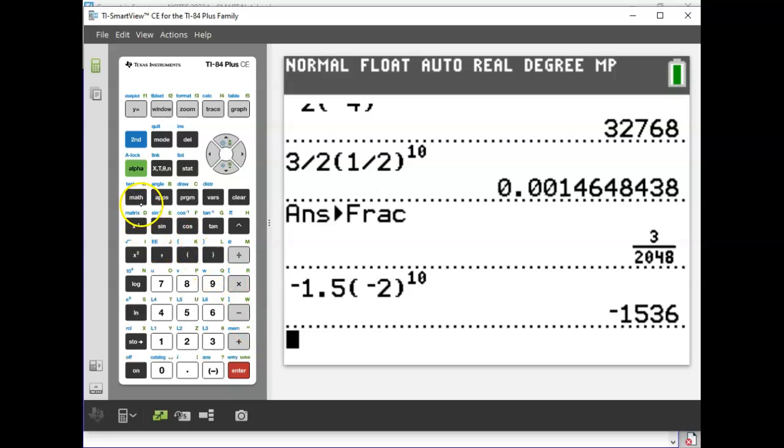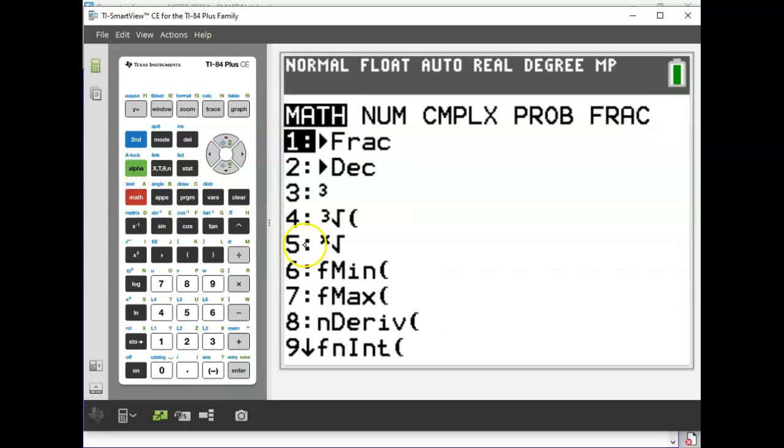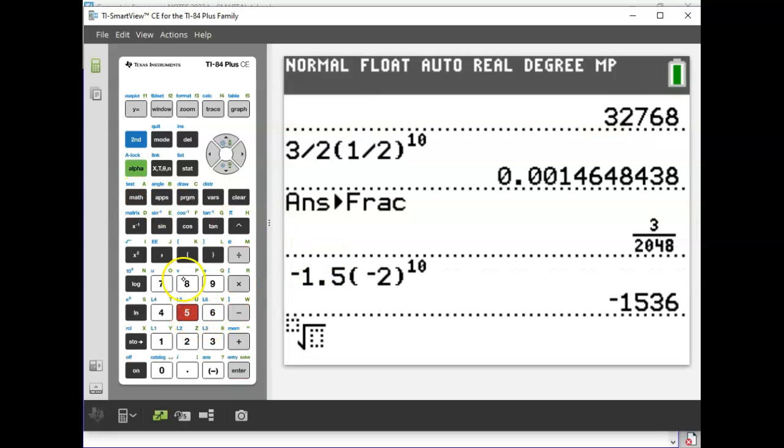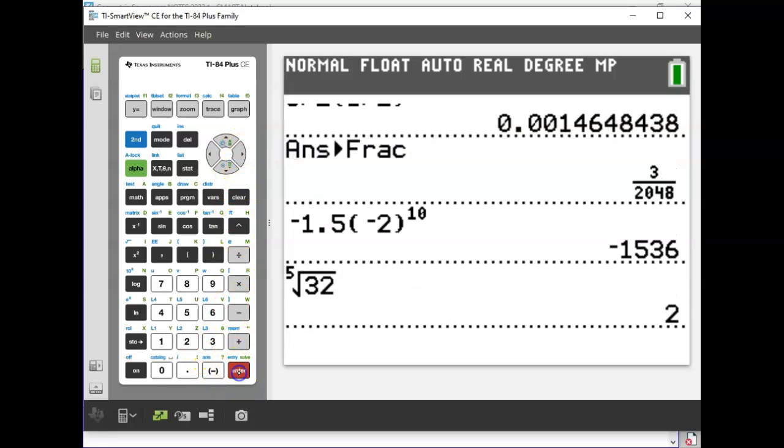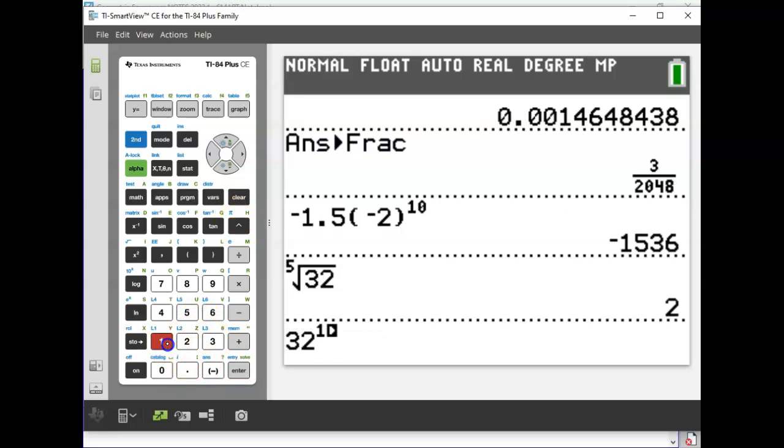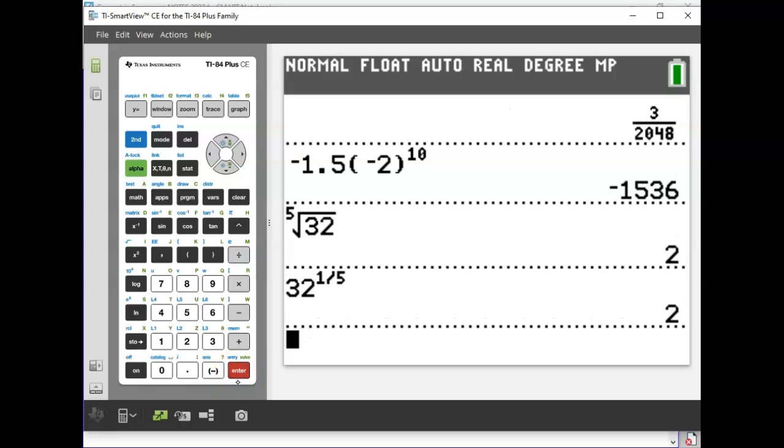If you were doing the fifth power, it's under math. It's choice 5, and you would have to put a fifth power of 32. And if you have an older calculator, you have to type the 5 in out front first. It's a pain in the neck. All right. I would have just gone 32 to the power of 1/5 and gotten 2. Everybody okay? Fifth root is the same as the 1/5 power, and we got 2.